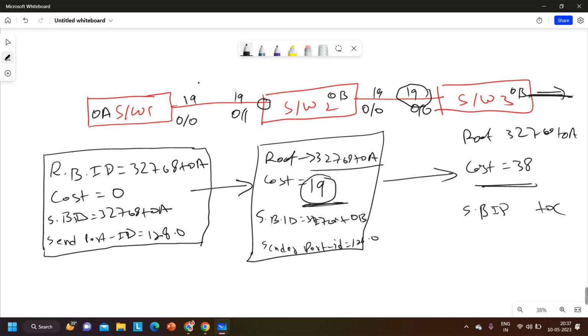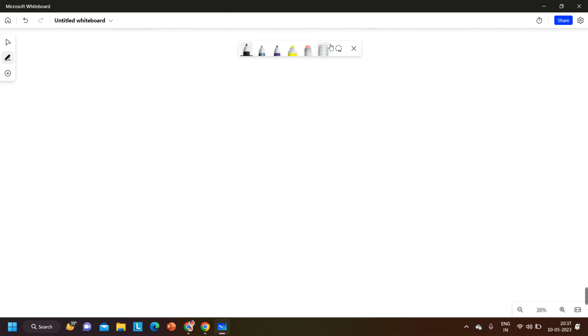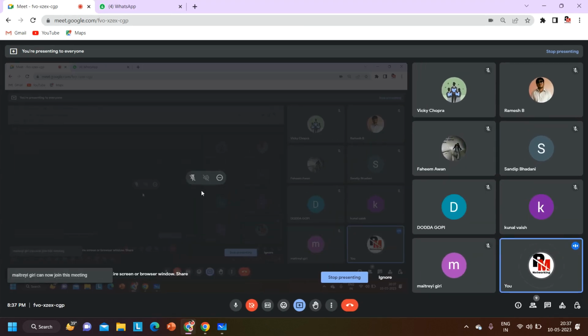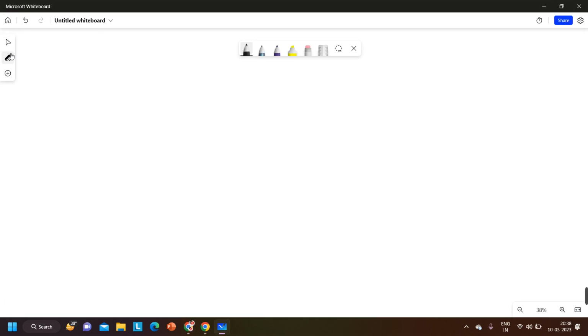Done. Guys, is it clear? Till here, if anyone has any doubt, you can ask. Otherwise, now I am going to start the actual things of the spanning tree protocol. But before that, if anyone has any issue, then let me know. Clear, Giri? Yes, sir. Okay, then let's move.